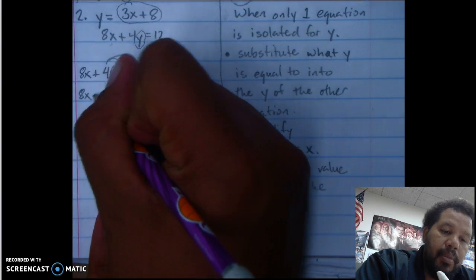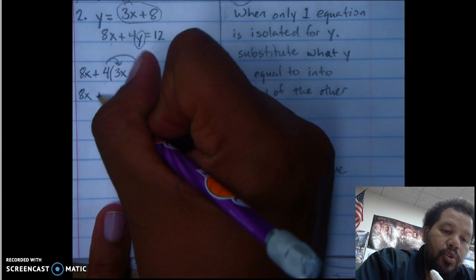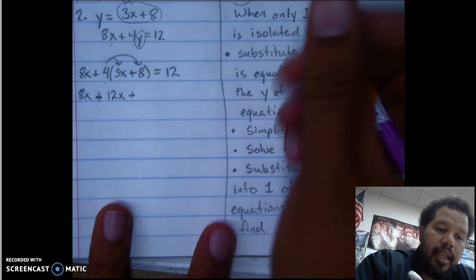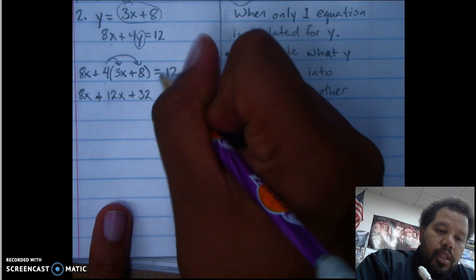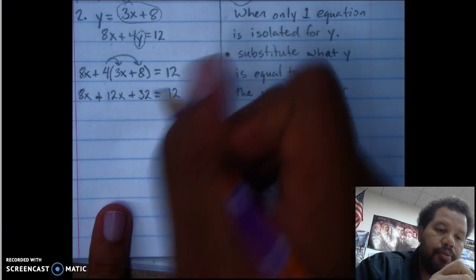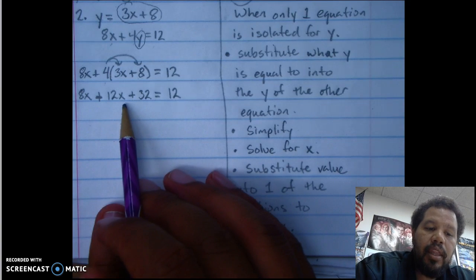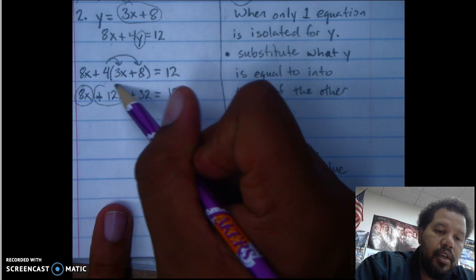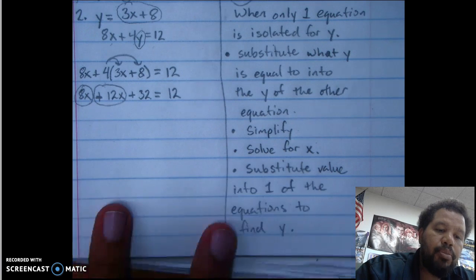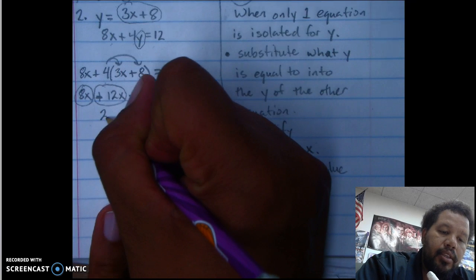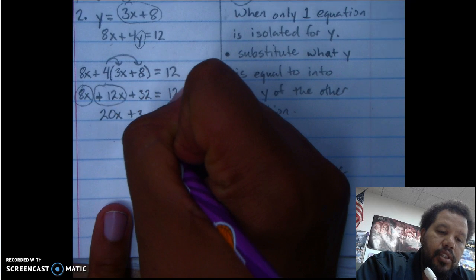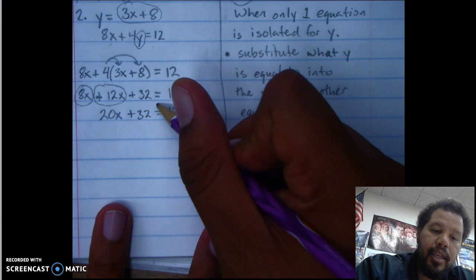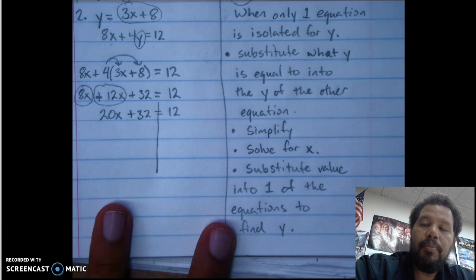So the 8x remains the same. 4 times 3x is 12x plus 4 times 8 is 32. Then bring down the equal sign and the 12. Okay, we still can simplify the left side because I have like terms. I have an 8x plus a 12x. So 8x plus 12x gives me 20x plus 32 equals 12. And I can't simplify anymore. And like I said, it simplifies to a two-step equation.